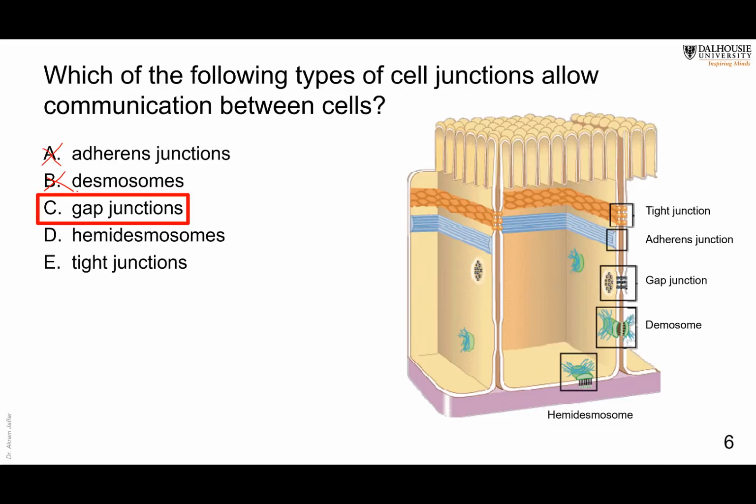The hemidesmosomes resemble the desmosomes, but they link the cell to a basement membrane. So they are only present on the basal surface of the cell, and they only connect the cell. They do not allow communication between cells. The tight junctions seal off the intercellular spaces and inhibit the passage of substances in between the cells and are not related to communication between the cells. So the correct answer here is that the gap junctions allow communication between cells.